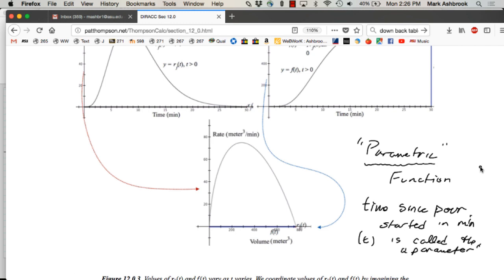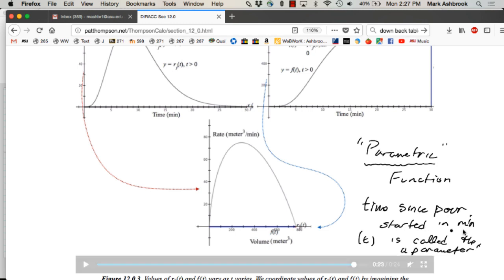And so being consistent with what we said before, we said a parameter would stay the same from situation to situation. Well, now what we think of as situations are different amounts of time since the pour started. And then we can think of those different situations, and now we can vary t and let that parameter vary. So in parametric functions, the parameter is a variable.